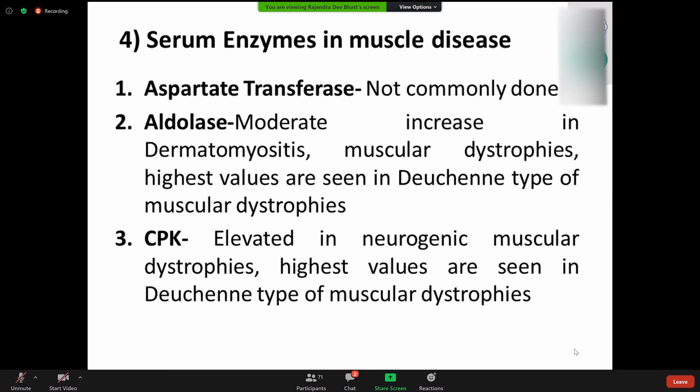Aldolase shows a moderate increase in dermatomyositis and muscular dystrophies. Highest values are seen in Duchenne type of muscular dystrophy. This is a genetic disorder, a congenital disorder. This is DMD, Duchenne muscular dystrophy. It's very, very serious. There are 8-9 types of muscular dystrophies where we can find a very high level of aldolase. And CPK, the creatine phosphokinase enzyme, is elevated in neurogenic muscular dystrophies. Highest values are seen again in DMD, the Duchenne type of muscular dystrophy.